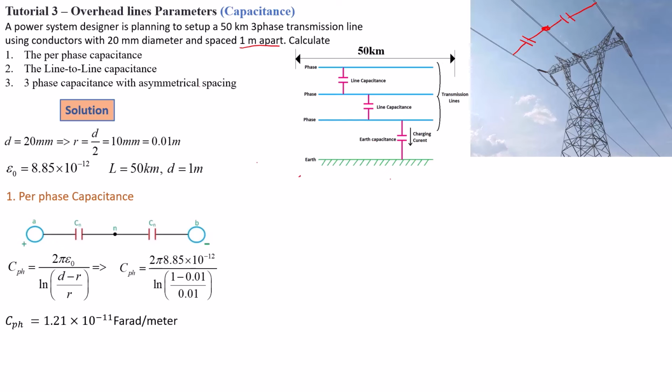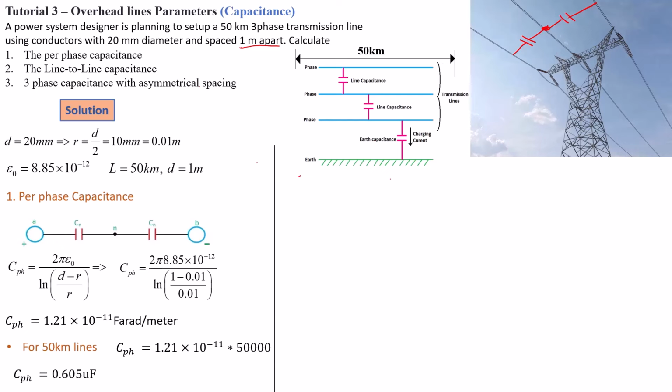So that means we need to multiply this entire value by 50,000, and that will give us the value of the capacitance per phase for a 50 kilometer line to be equal to 0.605 microfarad. That makes more sense to us. Right, now let's go ahead and calculate the line-to-line capacitance.